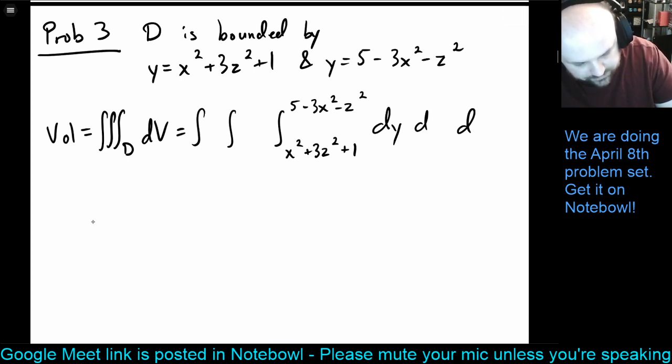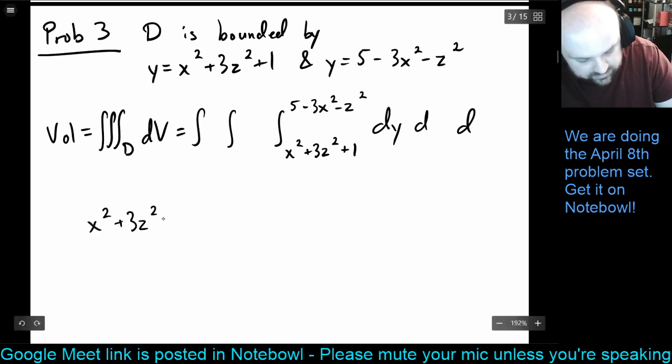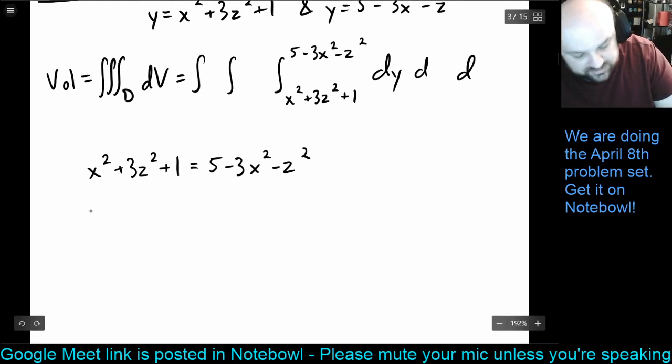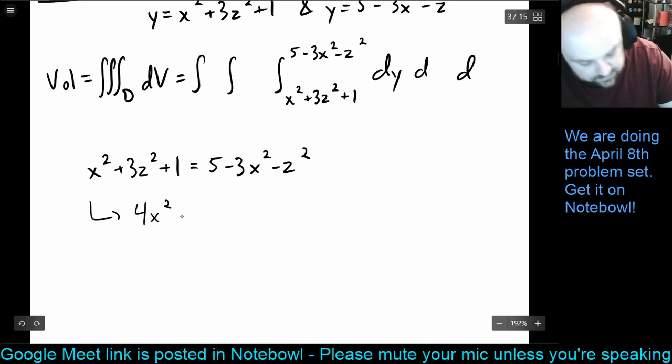We have x squared plus 3z squared plus 1. Okay, so that's y. I'm going to plug that in here: 5 minus 3x squared minus z squared. So let's push all the variables to the left and all the constants to the right. That's going to give me, let's see, move this over, that's 4x squared. Move this over, that's 4z squared. Move the minus 1 over, that's 4.